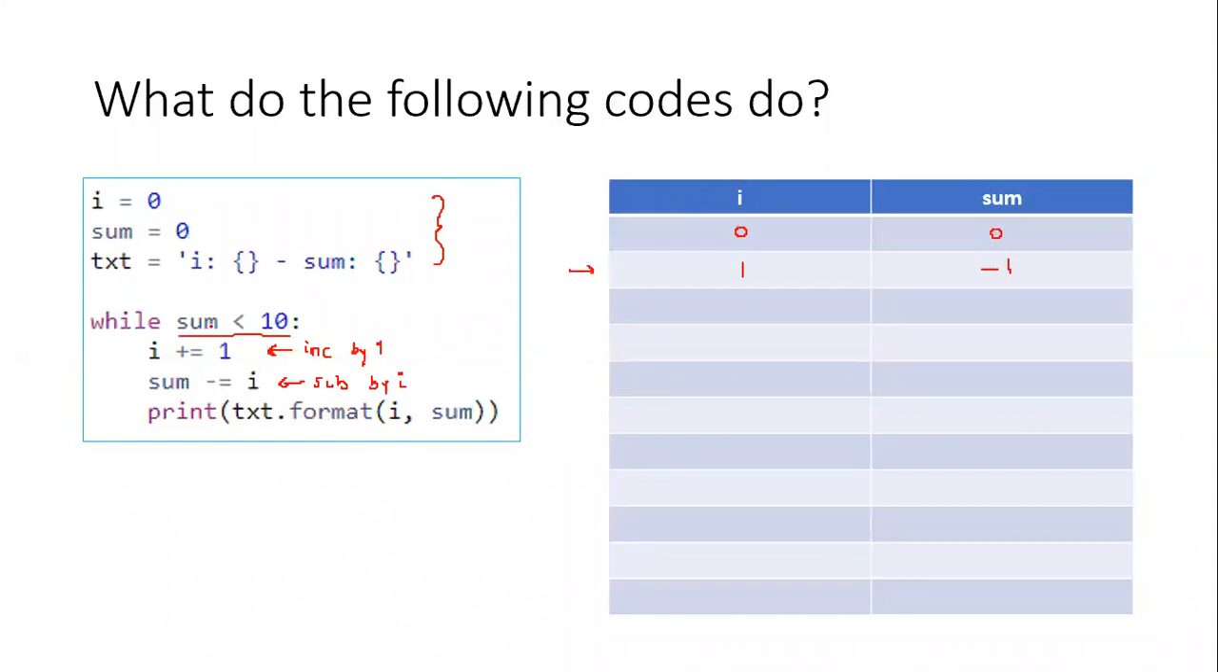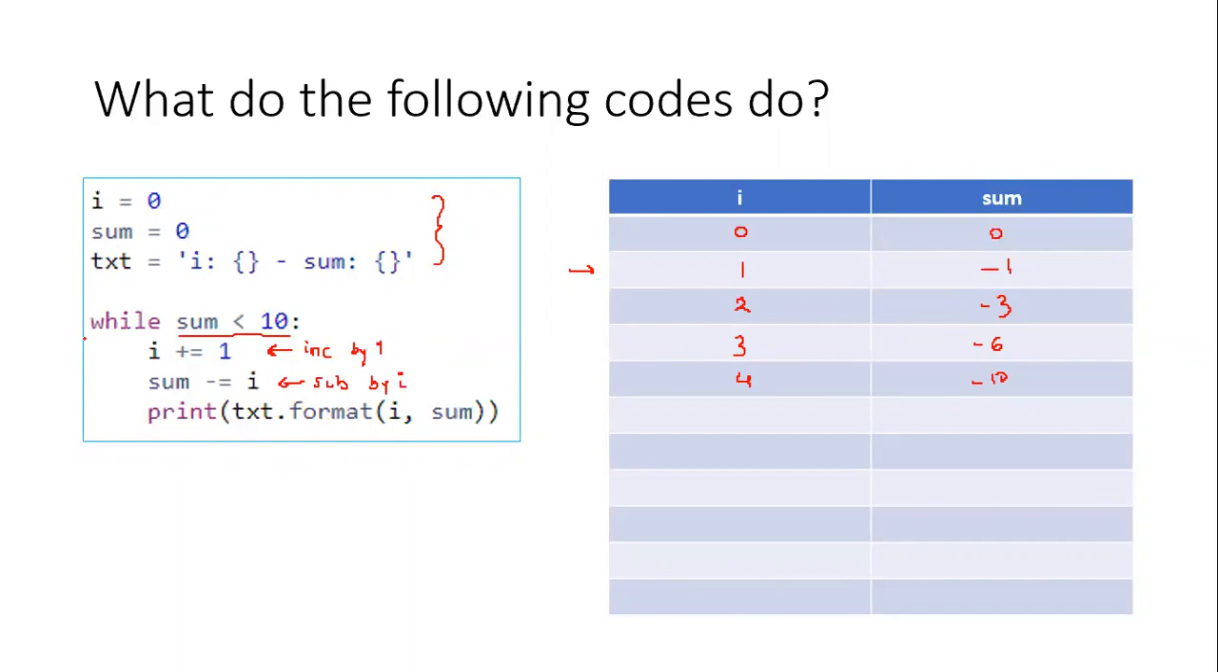So next iteration, the condition is still valid. I equals 2, but now minus 1 minus 2, that's going to be minus 3. The next one, I is 3, so minus 3 minus 3 would be minus 6. Then it's going to be 4, minus 10, and so on, okay? So if you check, this condition is always going to be valid.